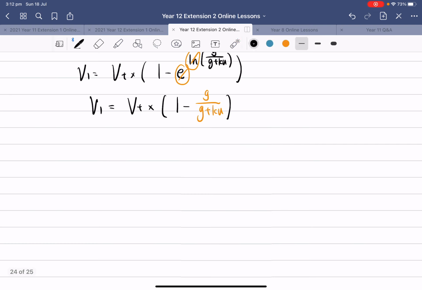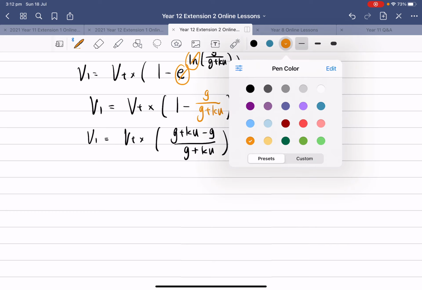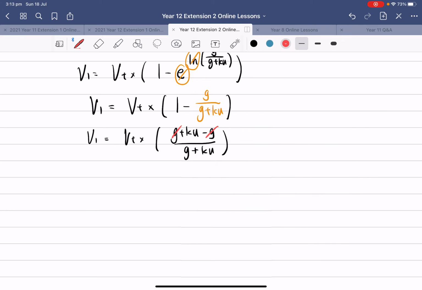So V1 is equal to Vt. Let's have a look. I'm just thinking about what's the best way of doing it. Okay, I guess we just need to make the same denominator like this. I don't think there's any other shortcut to help us, so let's just continue to do that. And in this case, we can actually cancel a g and a g here. So we end up with V1 is equal to Vt times ku over g plus ku.